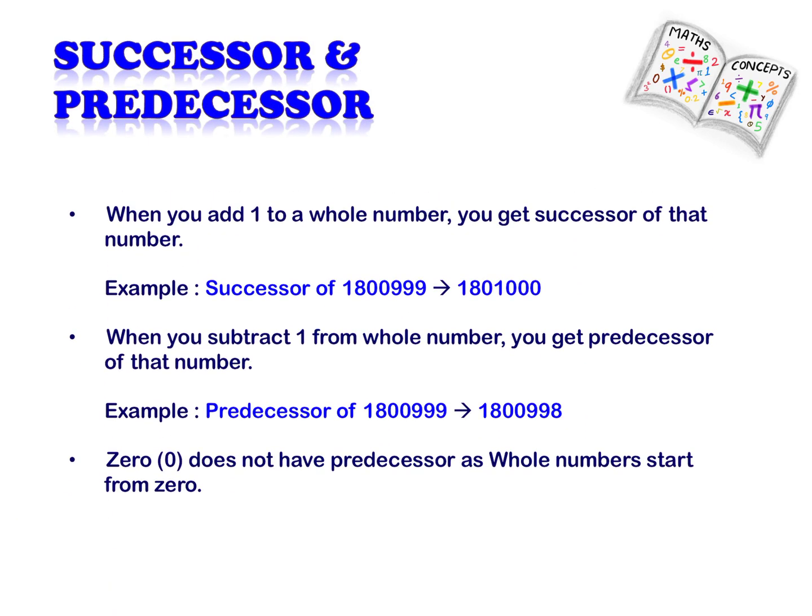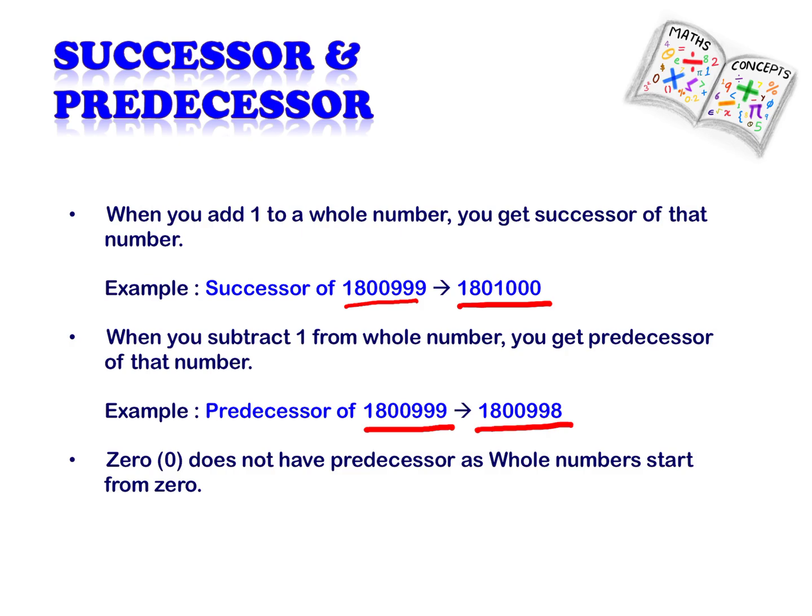So an example of successor would be successor of 18,999. We just add 1 to it and we get 19,000 as successor. Similarly, for predecessor of the same number 18,999, the predecessor would be 18,998. I have just subtracted 1 from the number.